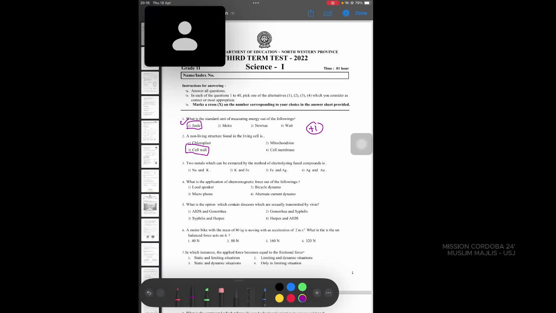Two metals that can be extracted by the method of electrolysis of fused compounds. Now, there are basically three ways we can extract metals. One way is electrolyzing the ionic metal compound. Another way is you can do reduction in the blast furnace. The third one is you can use a simple technique like sieving.